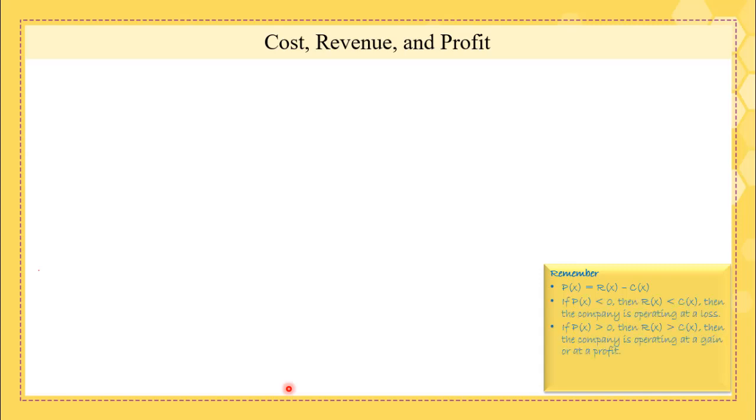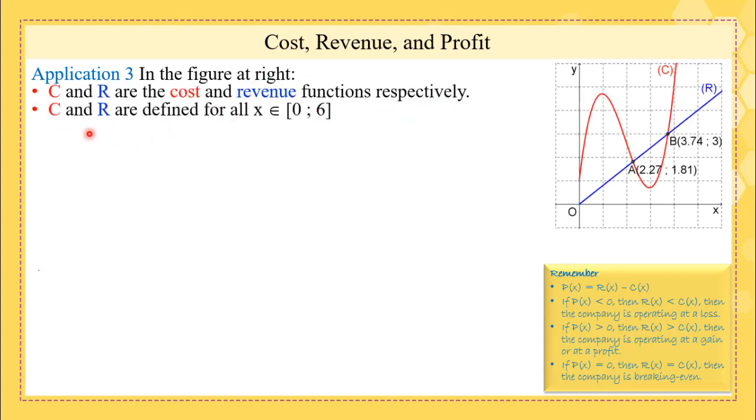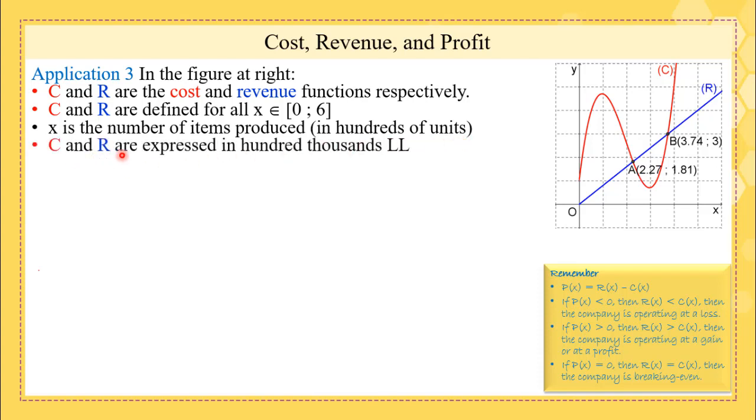And let us solve the following application. Application 3. In the figure at right, C and R are the cost and revenue functions respectively. C and R are defined for x belonging to the closed interval 0, 6. X is the number of items produced, x in hundreds of units. C and R are expressed in 100,000 Lebanese lira. The red curve C is the representative curve of the cost function C, and the blue curve R is the representative curve of the revenue function R.